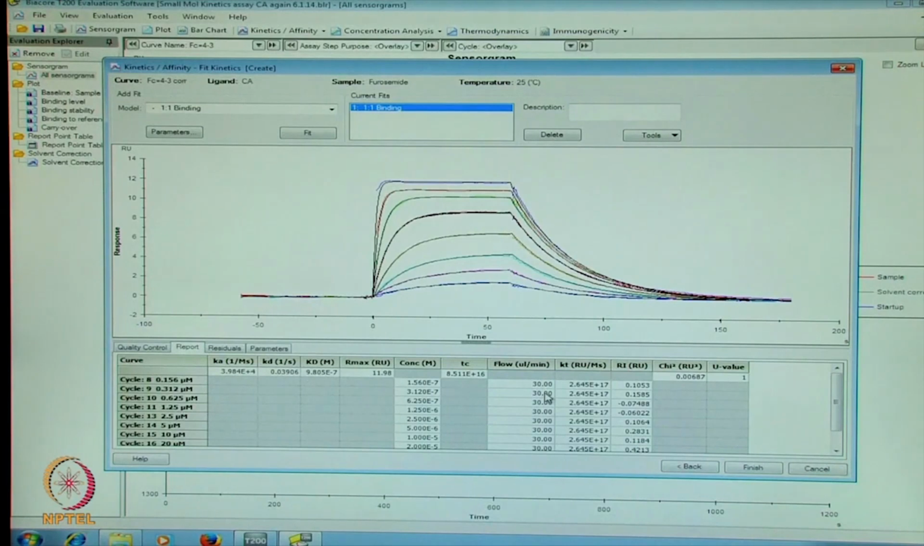With this, we will conclude the kinetic information generated for the interaction of furosemide with the ligand carbonic anhydrase recorded at 25 degrees centigrade and solvent corrected for the DMSO presence in the running and the sample buffers.